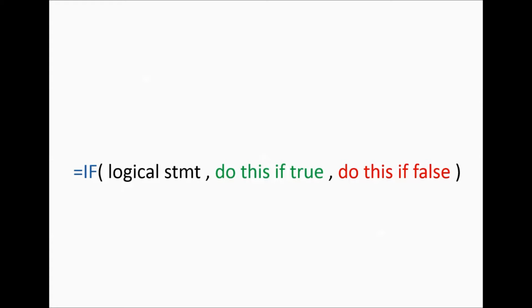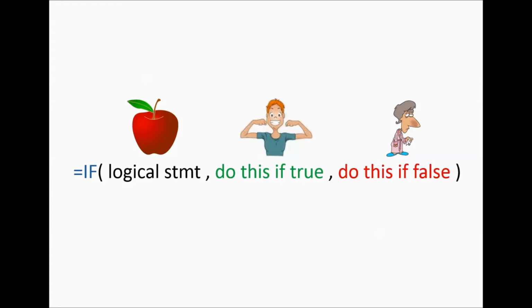Let me make it more simple for you. If the logical statement is, I eat an apple. So if the statement "I eat an apple" is true, I will be healthy. And if the statement is false, then definitely I will be sick or not healthy. So that's how it works in Excel as well, just like in simple life. If it is true, one value. If it is false, another one.